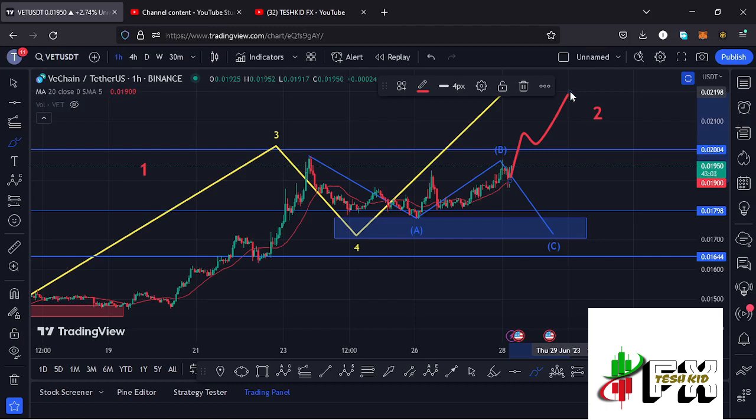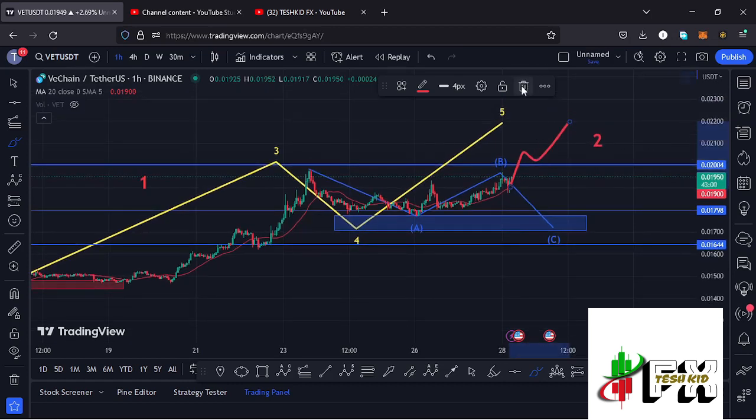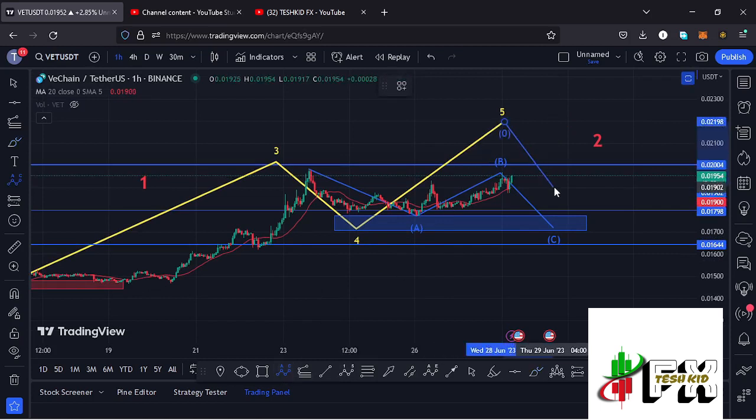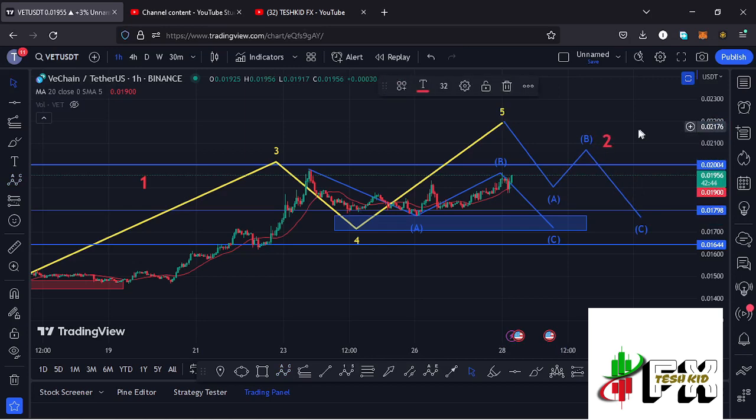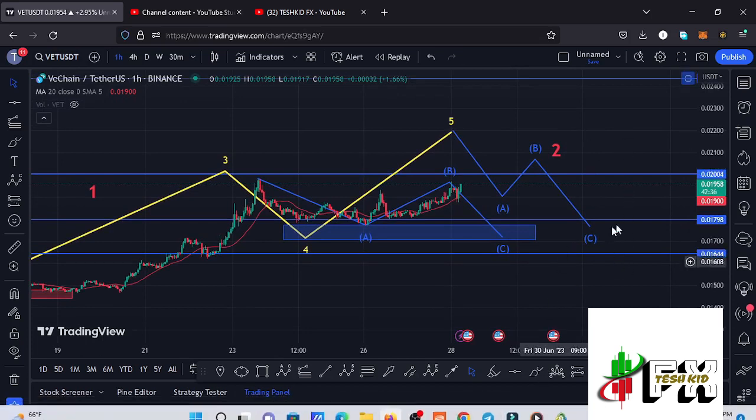Once that is done and we have a high in place for that wave 5, then from that point we can expect a bit of a breakdown in the formation of a larger Elliott wave count 2, in a move that should play out in an ABC corrective structure, fully maximizing minimum target areas for the second wave, before we can start gearing up for another impulsive move in the formation of a larger Elliott wave count 3. So that is what I'm expecting here on the Vechain chart.